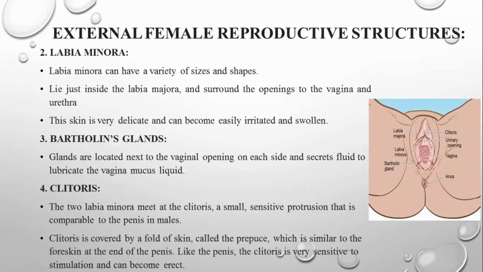Like the penis, the clitoris is also very sensitive to stimulation and can become erect at the time of sexual intercourse. We can't find as much erection as in the male, but it becomes somewhat rigid and erect during sexual intercourse.